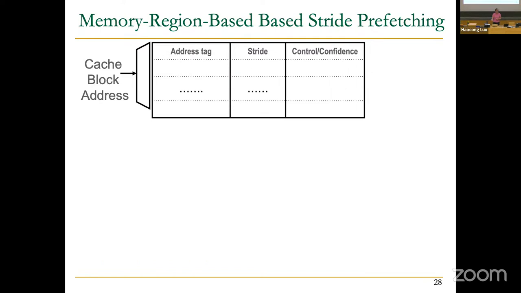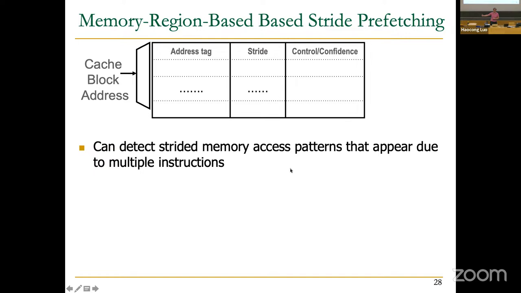But memory region-based stride prefetching is slightly different. You look at cache block addresses and divide the memory into regions. Based on the region a cache block address maps to, you have a stride in each region, potentially different strides in each region. This doesn't have a program counter, as you can see. This way you can detect strided memory access patterns that appear due to multiple instructions, because multiple instructions may be generating strides together depending on the access pattern.